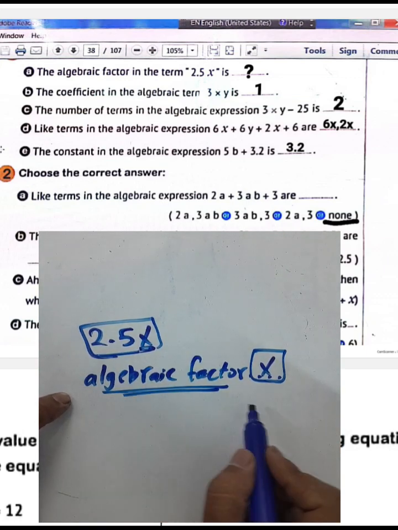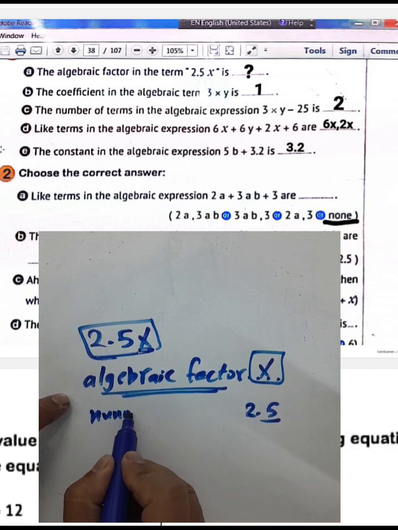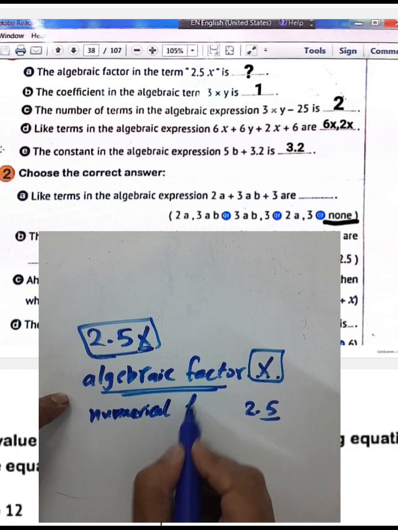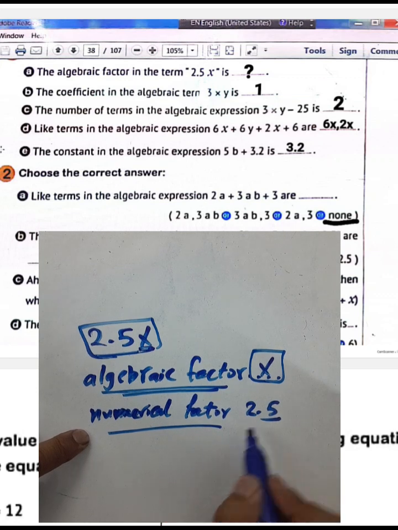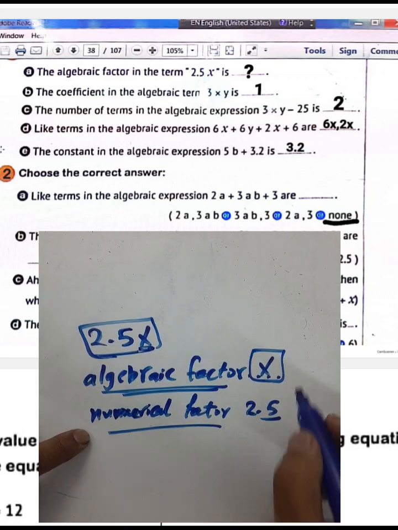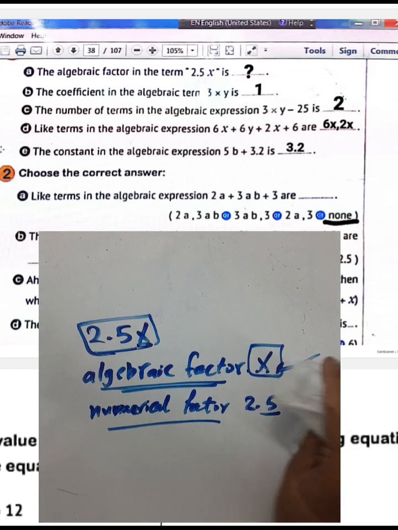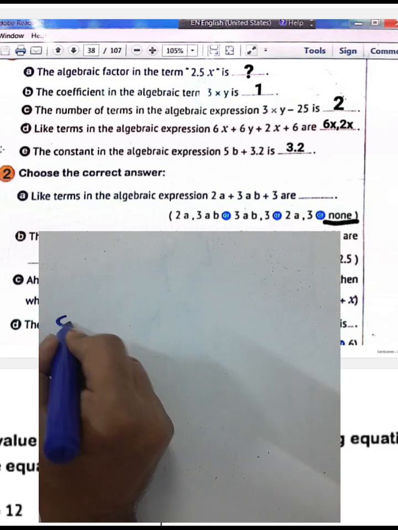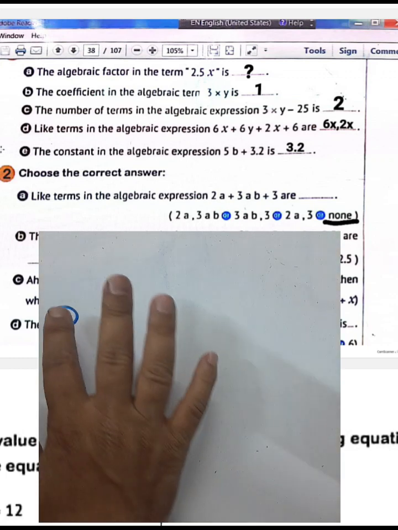And 2.5, we call it the numerical factor. Okay, we call 2.5 the numerical factor. So in this example, the algebraic factor will be x. Okay, letter C. The number of terms, okay, letter B.